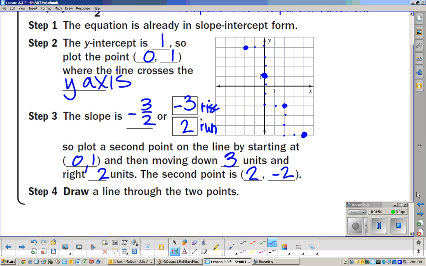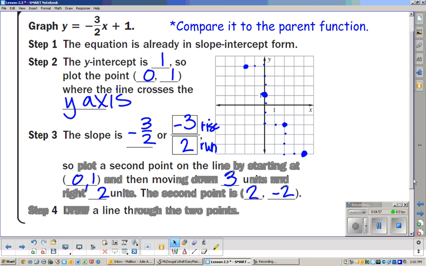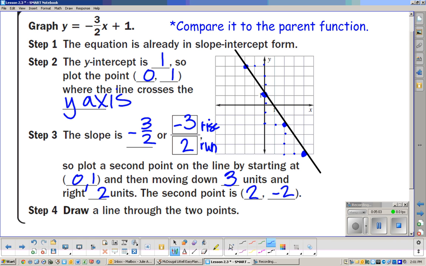So we go ahead and we draw a line through those 2 points. Remember to get out your straight edge, please. Draw a straight line through those 2 points. Make sure you put arrows at the end of it. Use your whole graph. And there is the graph for that equation. So that was slope-intercept form, y equals mx plus b.